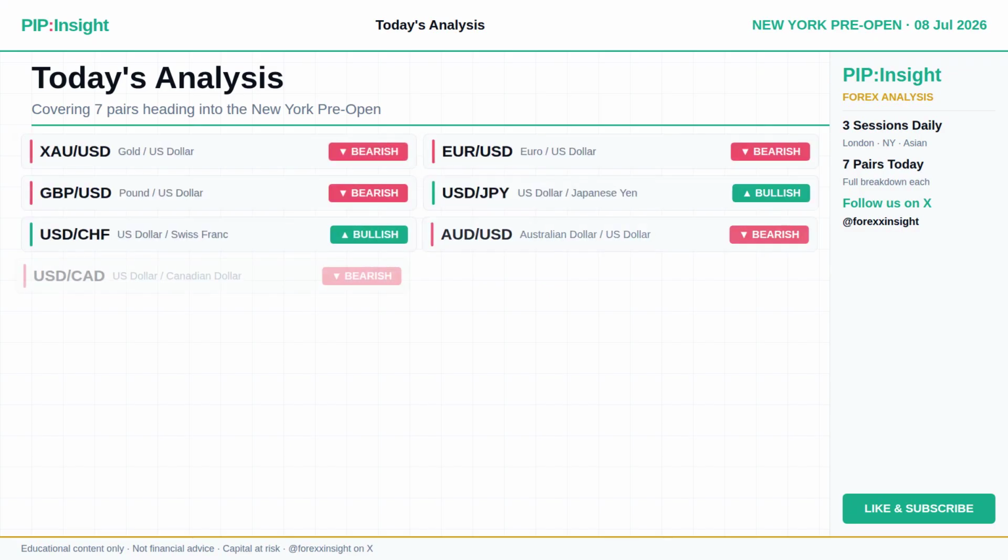Here is today's New York pre-open chart analysis. Pairs showing bullish structure: dollar yen, dollar Swiss. Pairs showing bearish structure: gold dollar, euro dollar, pound dollar, Aussie dollar, dollar Canada. Full chart breakdown for each pair coming up now. Remember, this is educational content only, not financial advice.